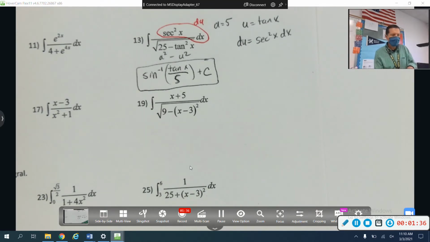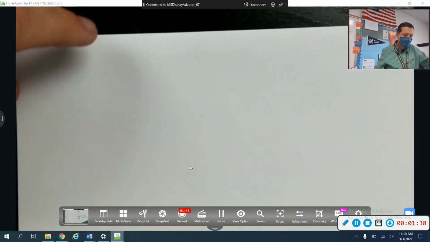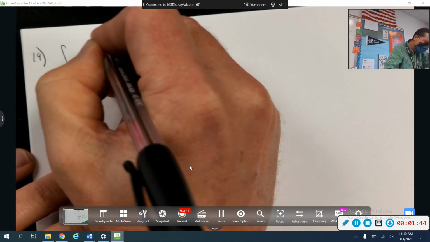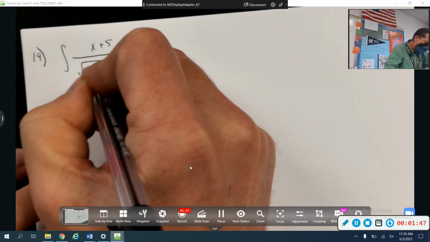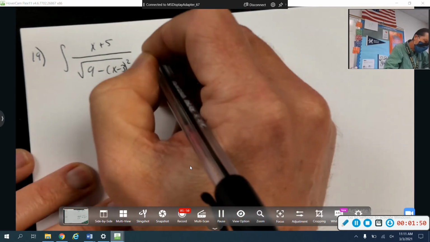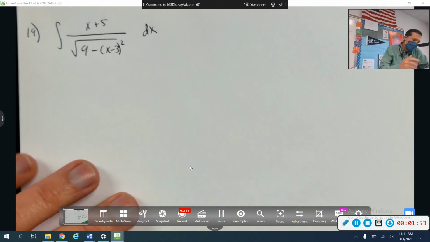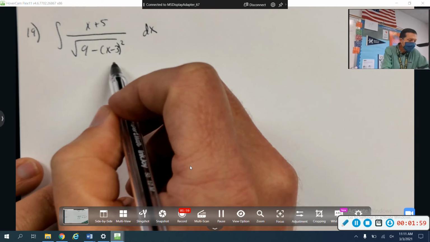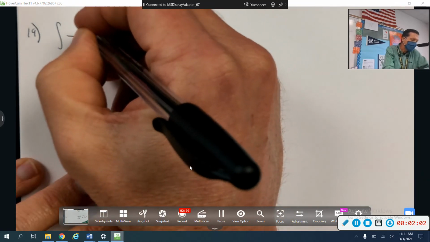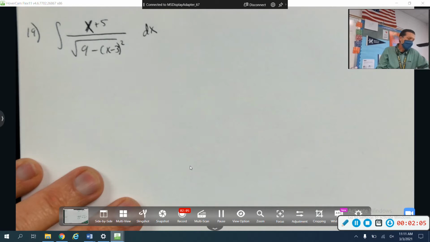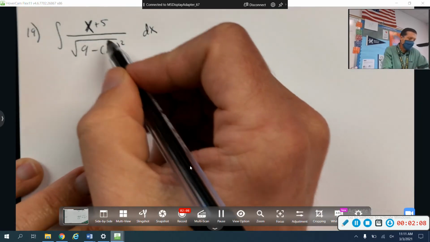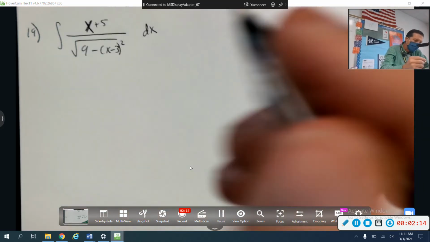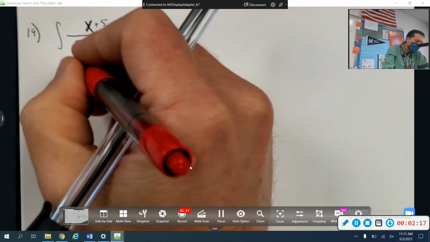All right, let's look at 19. I'm a little worried about the length of 19, so I'm going to work it on a separate page. I don't know if I can get it all in right there. So again, it kind of looks like inverse sine, but the x up there makes me think, no, not so much. But maybe this is a split it up problem. X over part of it and 5 over part of it, or whatever the numbers need to be to make things work. So let's start out thinking this is inverse sine and see what we can do from here.